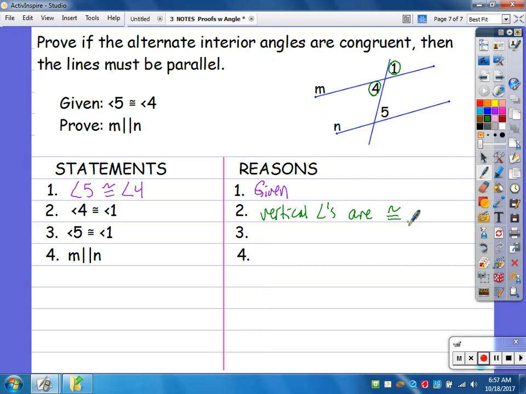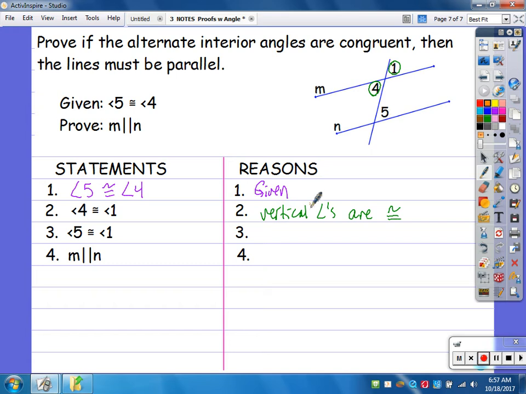All right, statement 3 has angle 5 is congruent to 1. Well, if I look at angle 5 and angle 1, those are corresponding angles. But again, I only know that corresponding angles are congruent if I already know the lines are parallel. So I can't use corresponding angles.